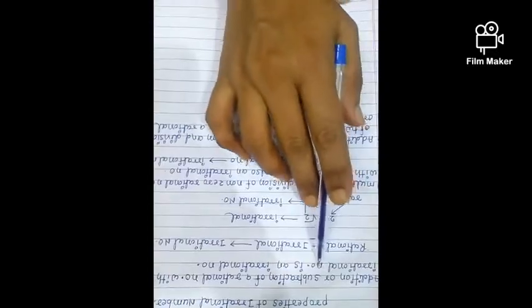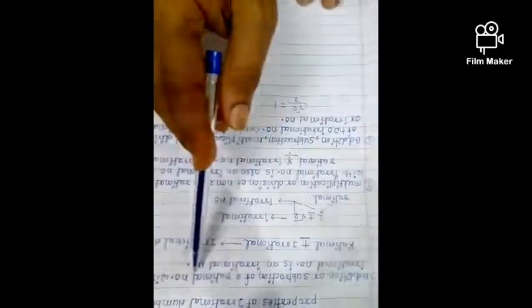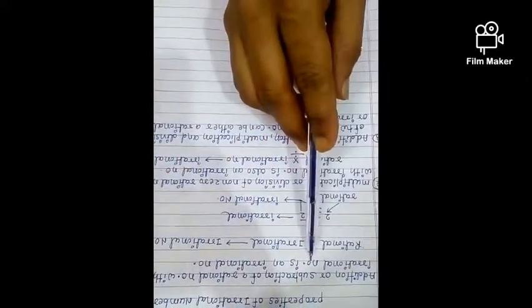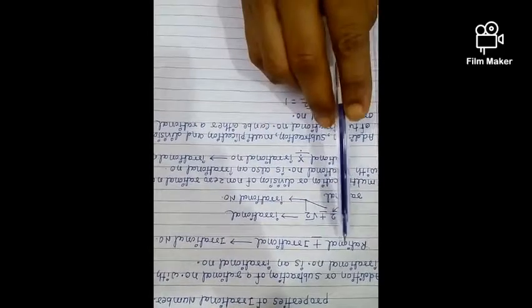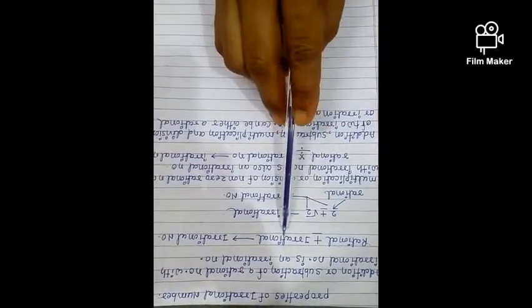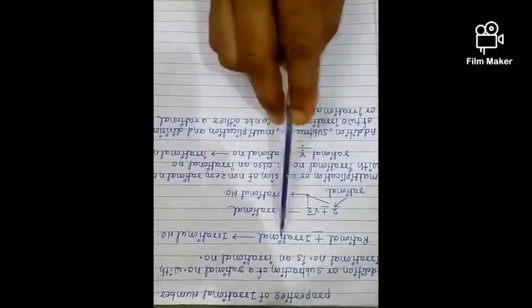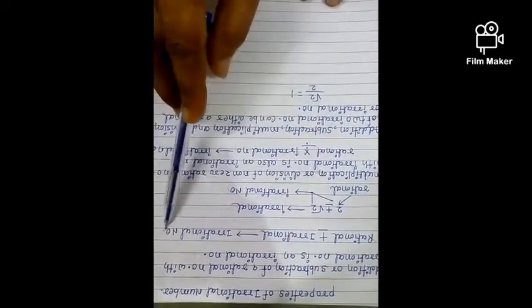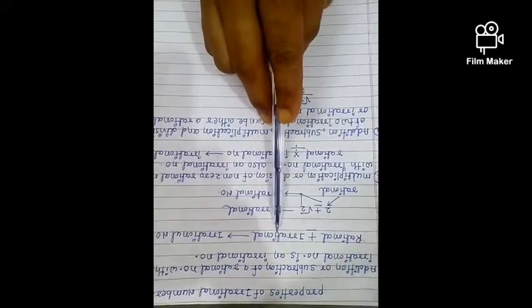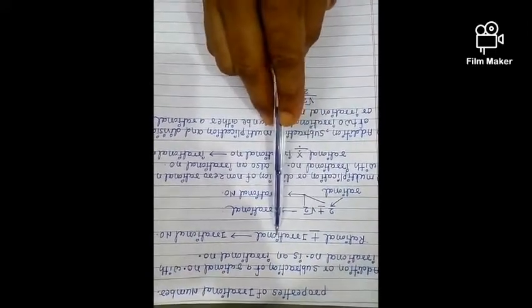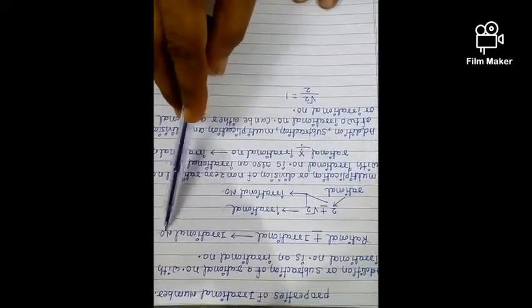First, addition or subtraction of a rational number with an irrational number is an irrational number. Suppose a rational number and an irrational number are added together, then you get an irrational number. Or a rational number and an irrational number are subtracted from each other, then you get an irrational number.